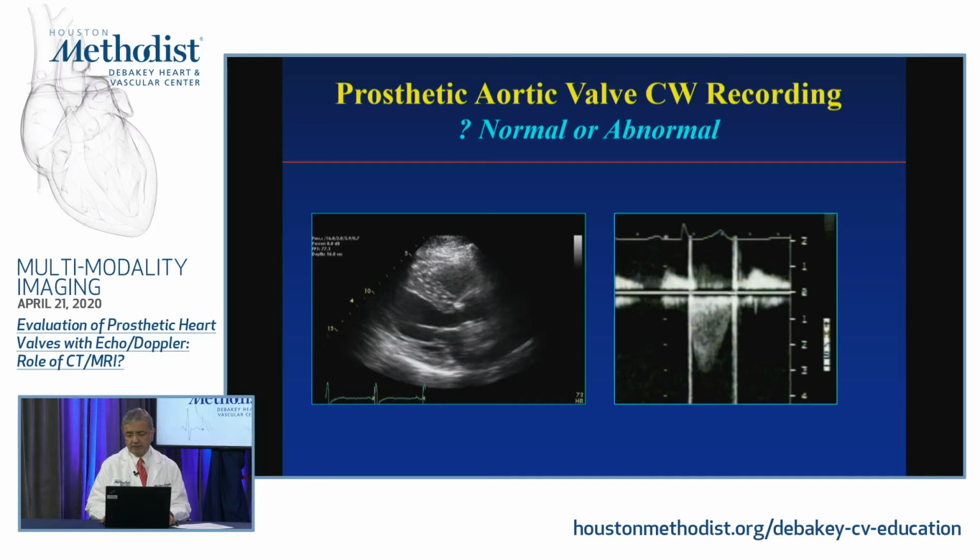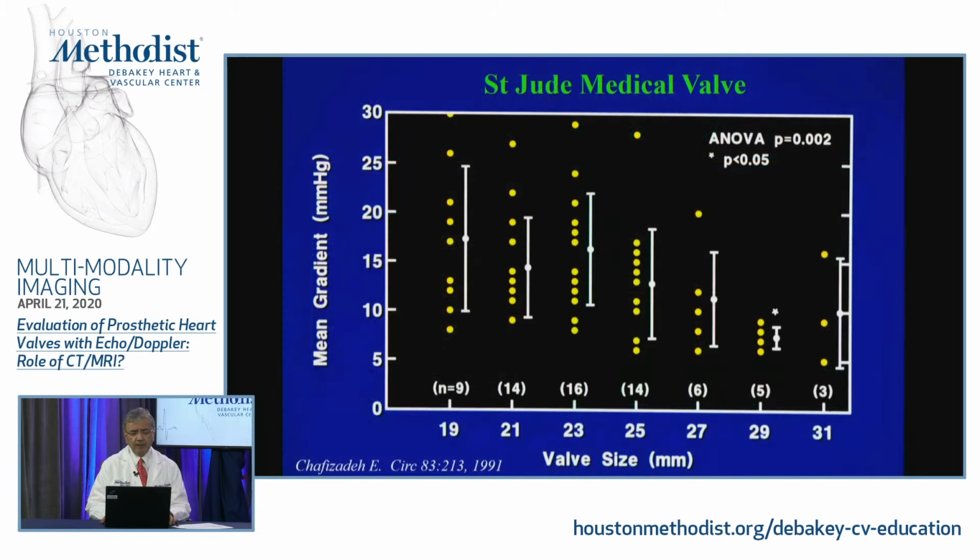Velocity on the right is almost reaching 3, like 2.7, 2.8. Is this normal or abnormal? Actually, studies from our laboratory and others have evaluated this. So just take this example.